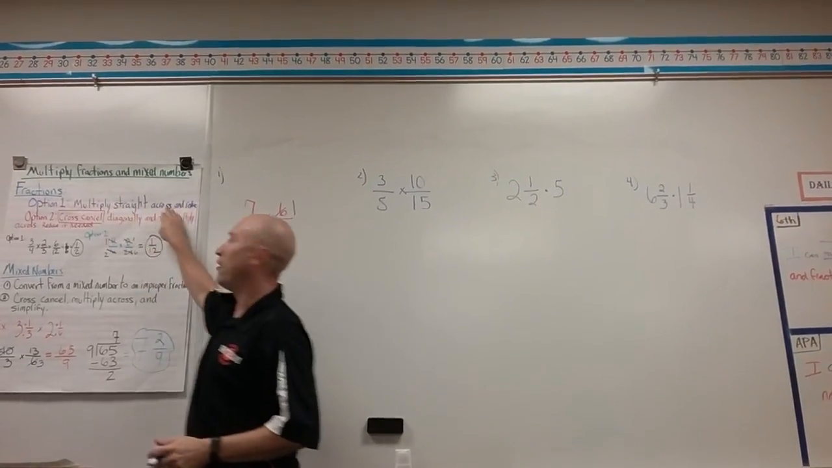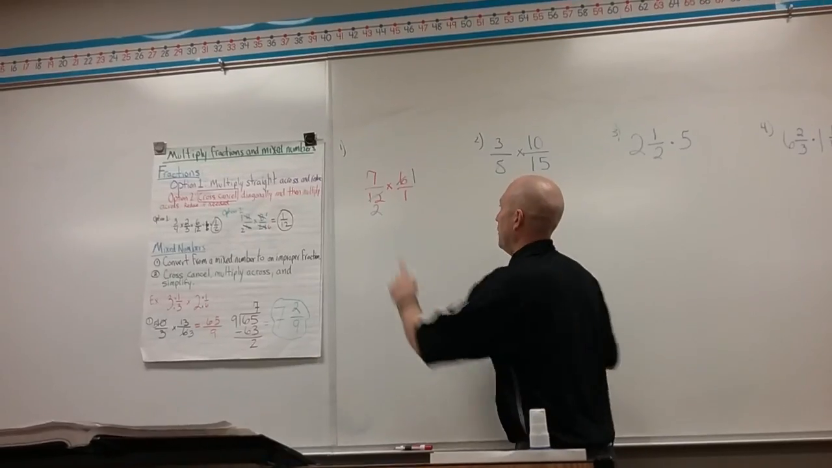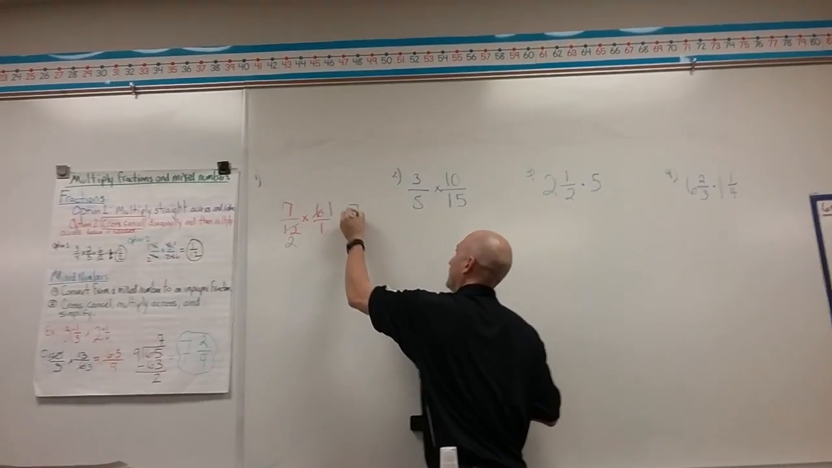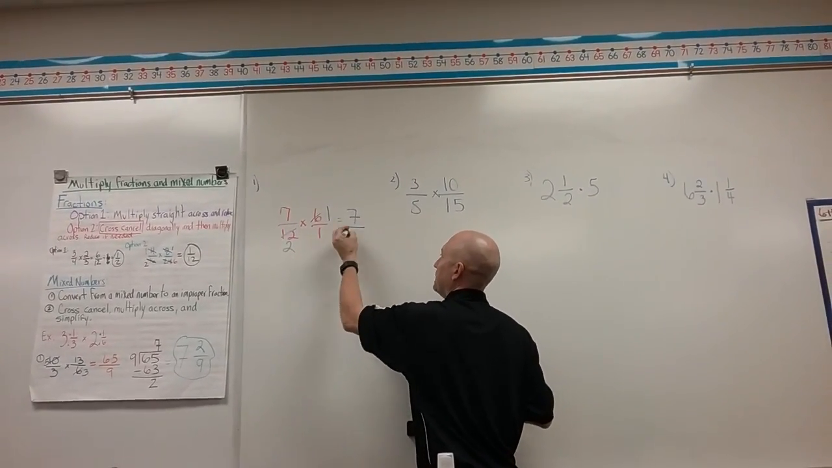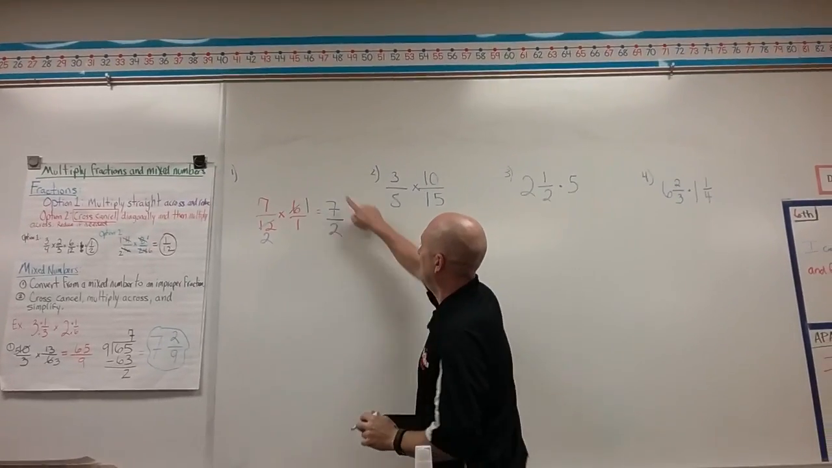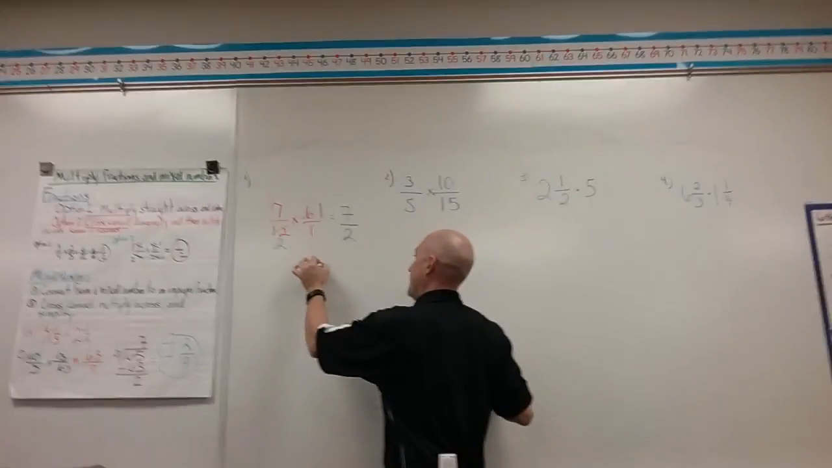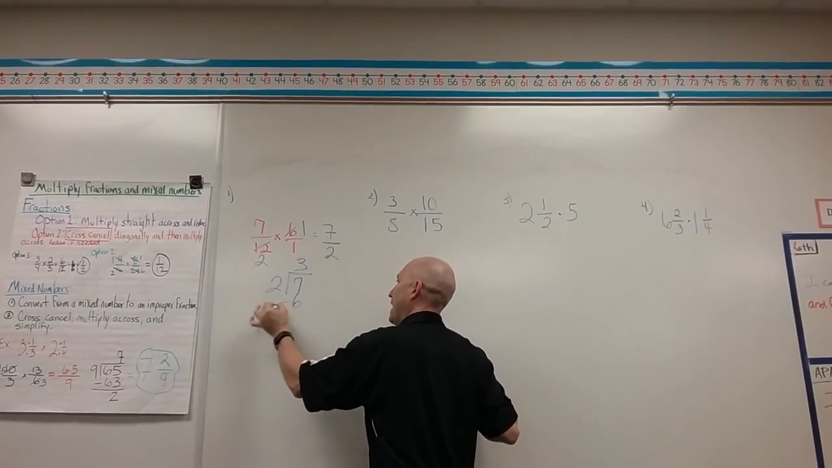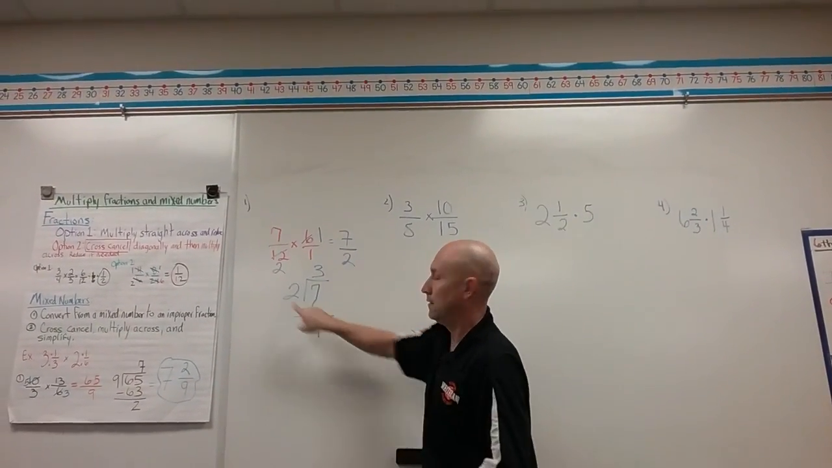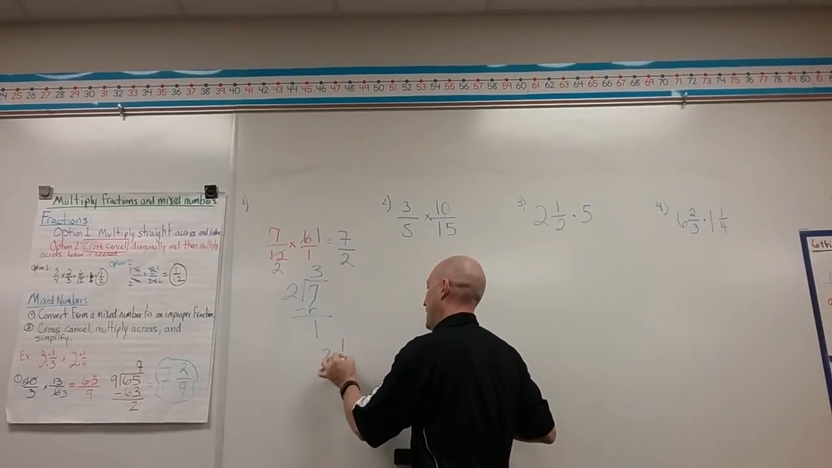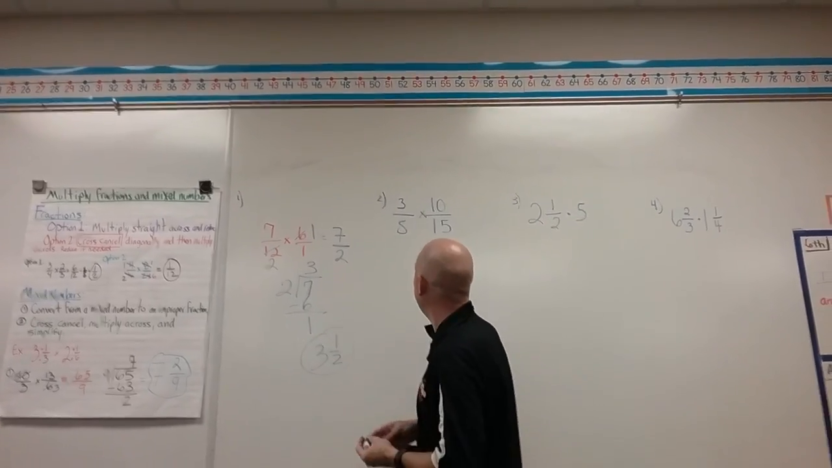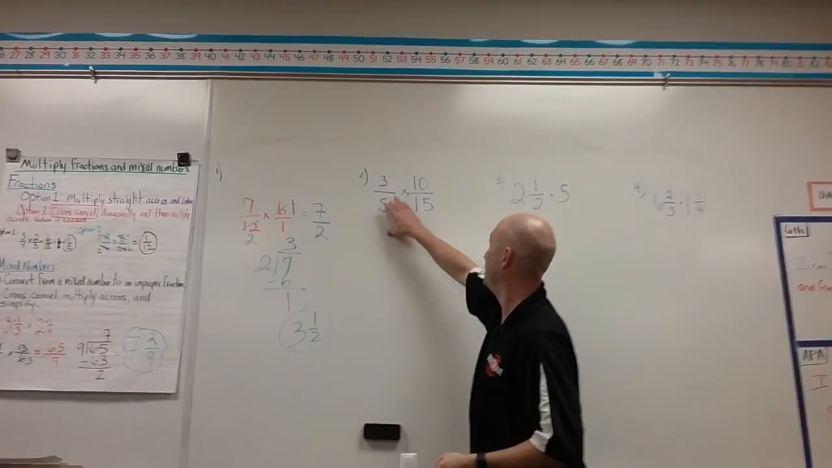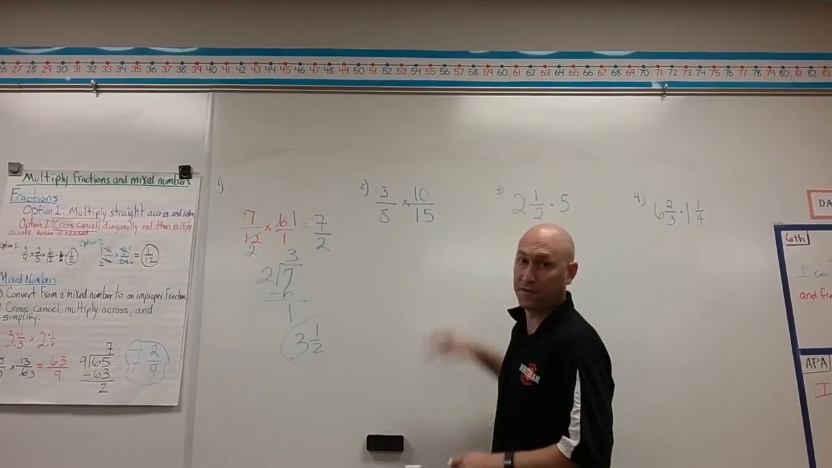Now, I go back to option 1 and multiply straight across. 7 times 1 is 7. 2 times 1 is 2. And then I would divide like I did before to turn it back into a mixed number of 3 and 1/2. Okay. Next, I'm going to go through option 1 first and then show the steps for option 2.